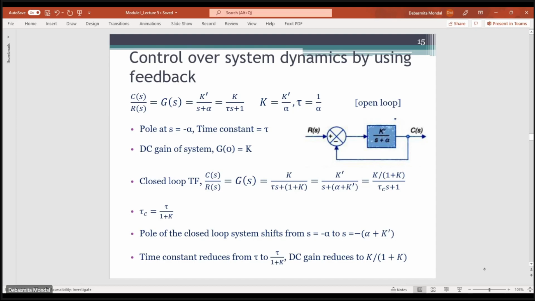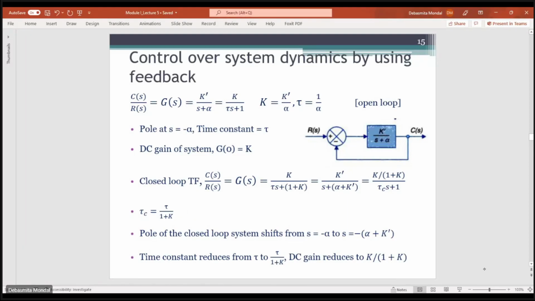We have already seen that in a transfer function, the roots of the denominator give the position of the poles, and the roots of the numerator give the position of the zeros of a system. If your system is K dashed by S plus alpha, the pole is found by making S plus alpha equal to 0, so the pole of the system will be at S equals minus alpha, and tau is defined as the time constant.